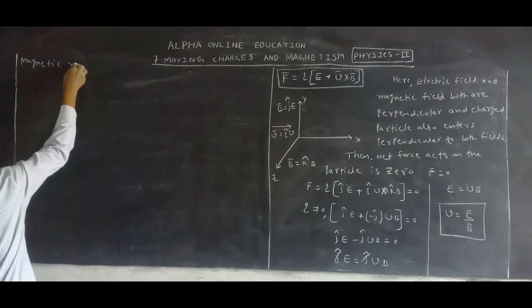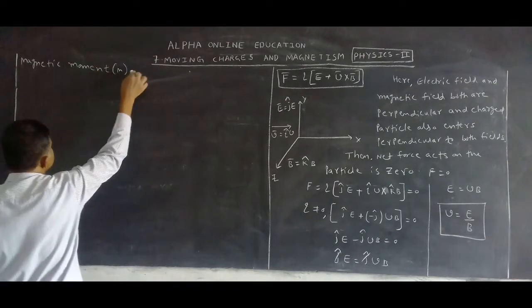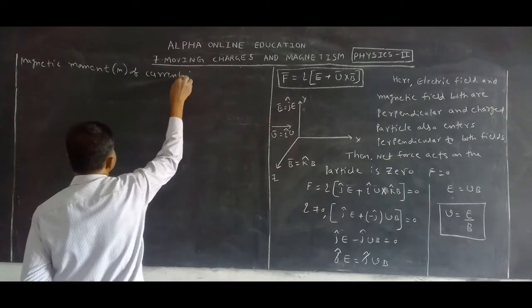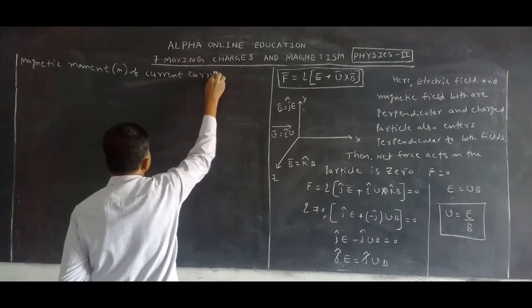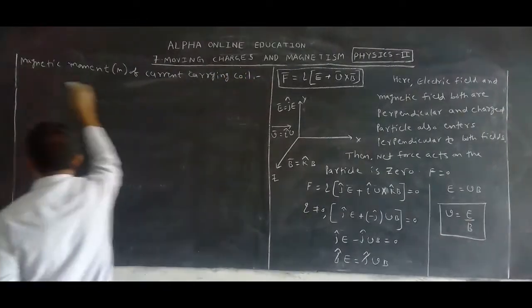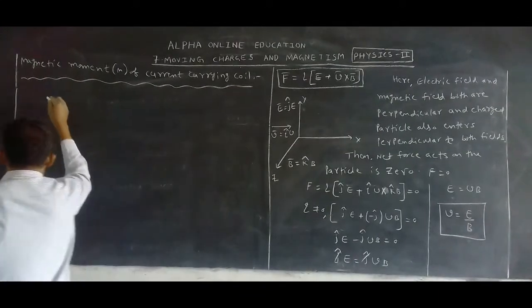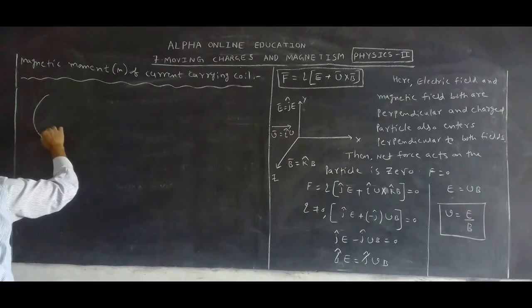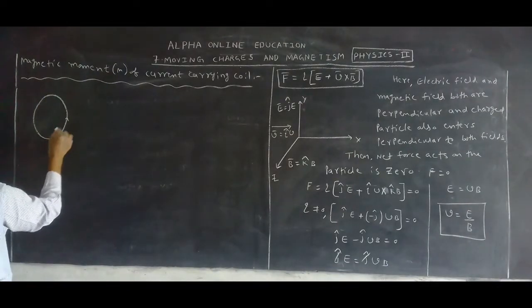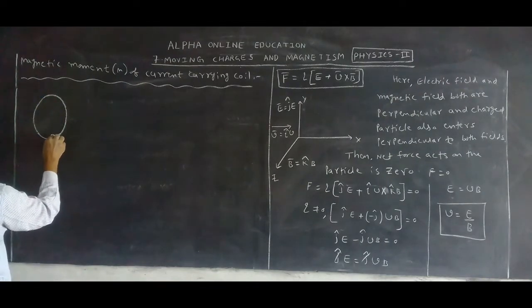Magnetic moment, capital M, of a current carrying coil. This is the current carrying coil.